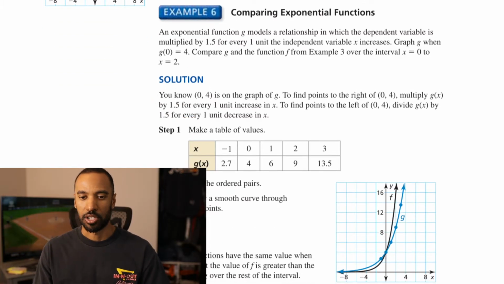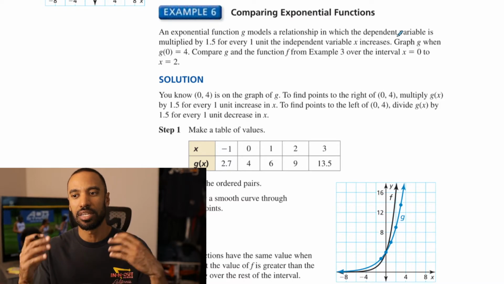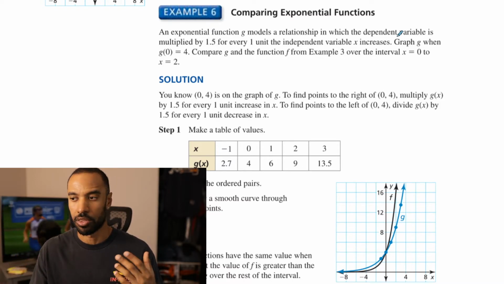Okay, comparing exponential functions. An exponential function, g, models a relationship in which the dependent variable is multiplied by 1.5 for every 1 unit the independent variable x increases. So they're giving us a situation here. They're describing it.